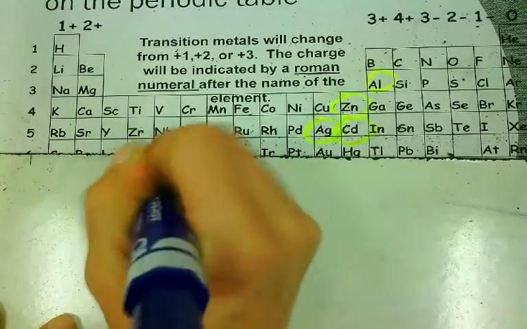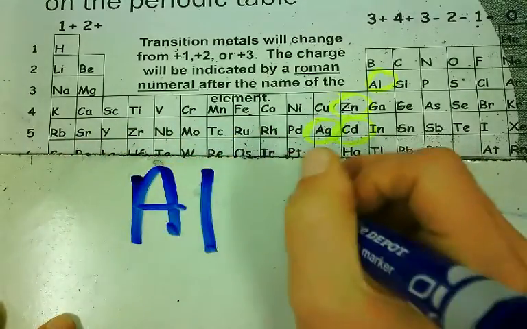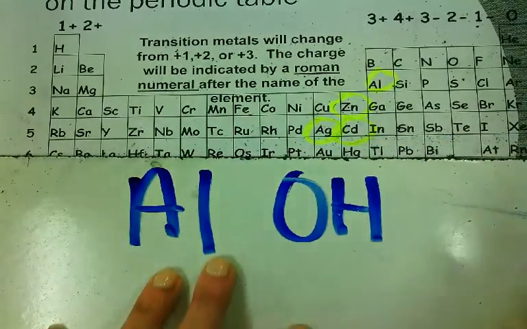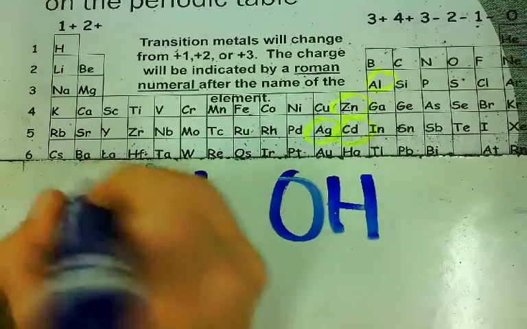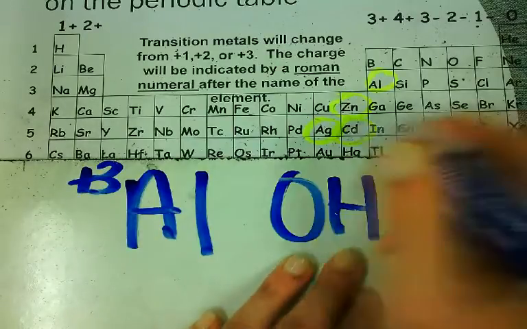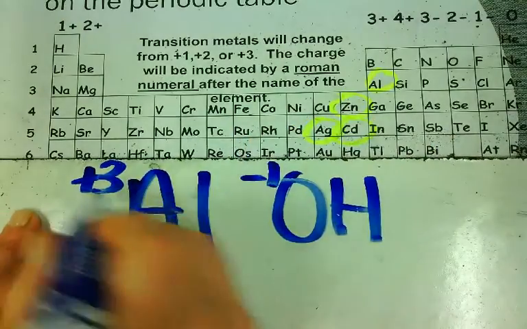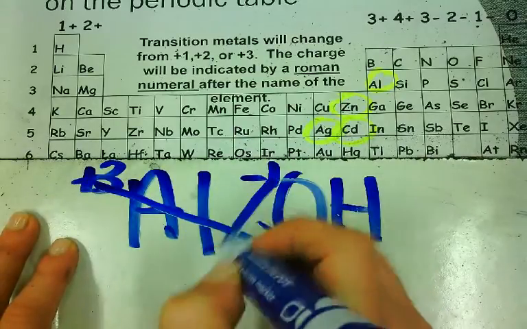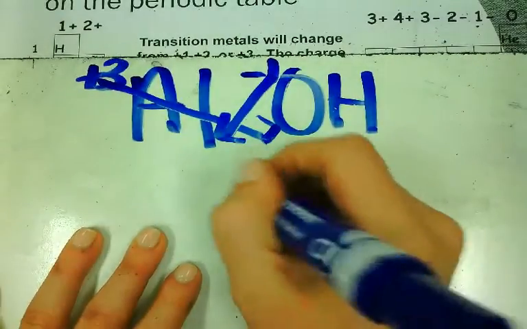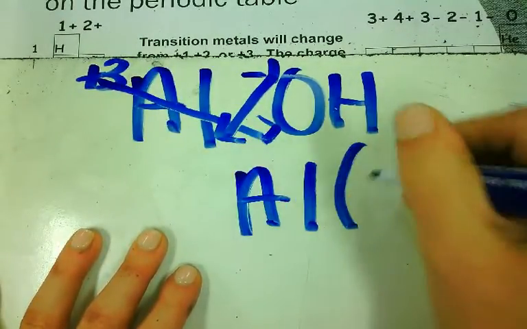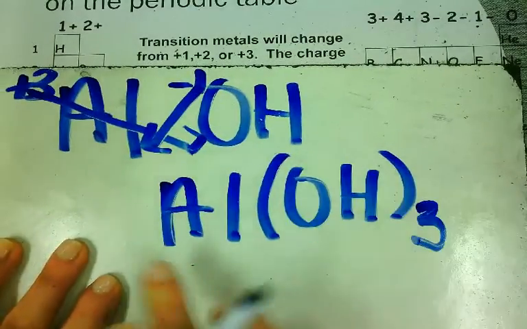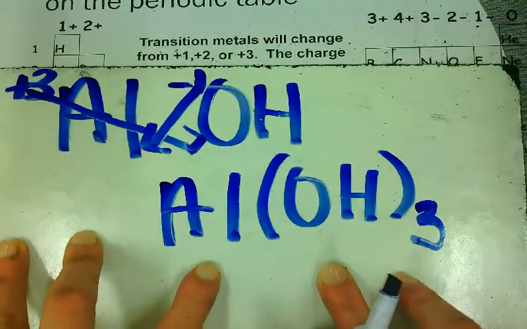Now I have aluminum hydroxide. The charge on aluminum is +3, and the charge on hydroxide, one of our polyatomics, is -1. So I need to swap and drop these charges. When writing polyatomics, it's important to remember to put parentheses around the polyatomic when assigning it a new charge. So I have aluminum trihydroxide.